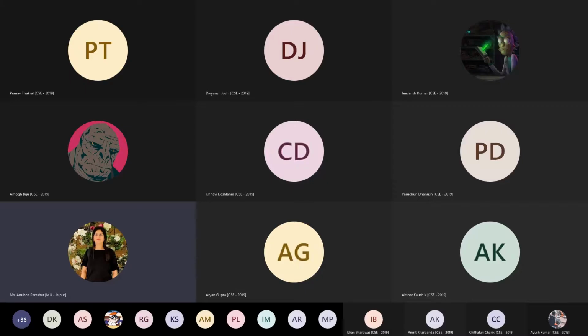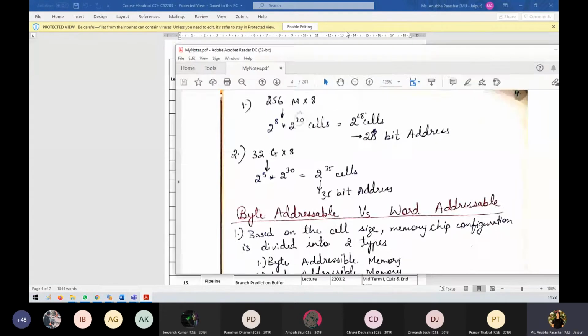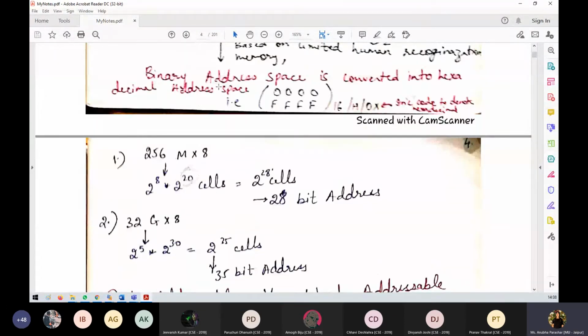We will be looking at the logic design and basic building blocks of 8085, how the instruction set works, and how to depict the values. If you remember, yesterday we stopped here. We have seen that binary address space could be converted into hexadecimal space.